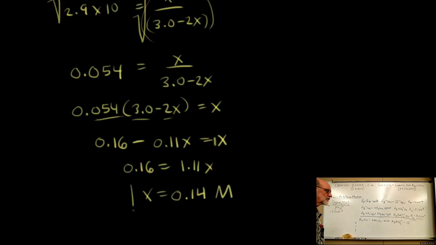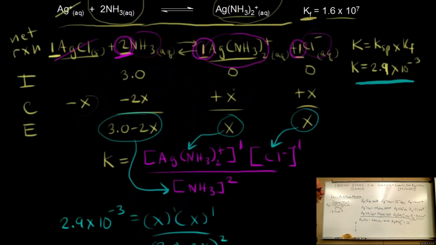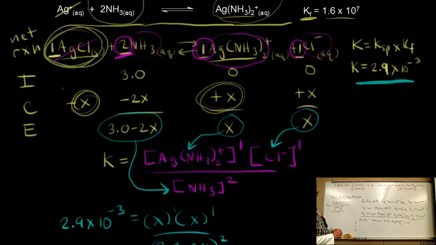So this is concentration, right? So this is our molar solubility. If we go back up here, x equal to 0.14 molar. Right, so that's our concentration of complex ion in solution at equilibrium. That's our molar solubility of silver chloride. Right, so it's 0.14 molar.